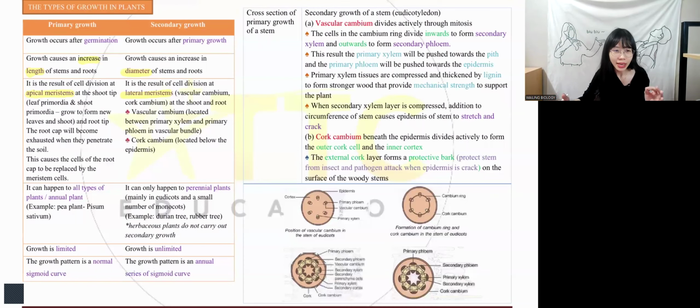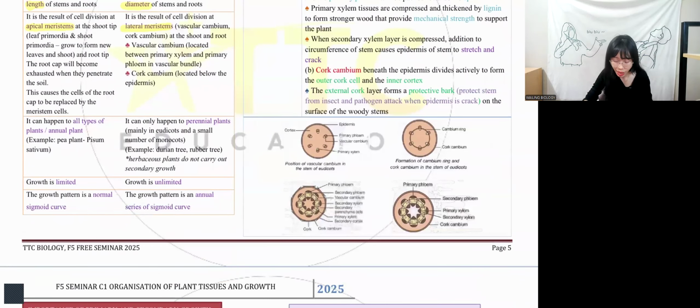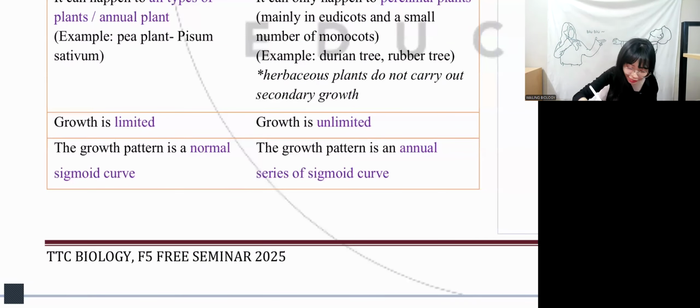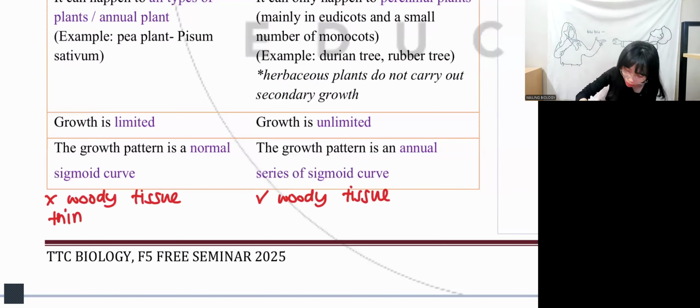Same like humans. Your primary growth is not just about this. We can also write other characteristics of primary growth. You can write that primary growth will not form any woody tissue. No woody tissue, because they don't carry out secondary growth. Secondary growth has woody tissue. That's why secondary growth can make timber and furniture. For primary growth, they have thin bark. Bark is the area we also use to form tables and furniture. This one has a thicker bark.